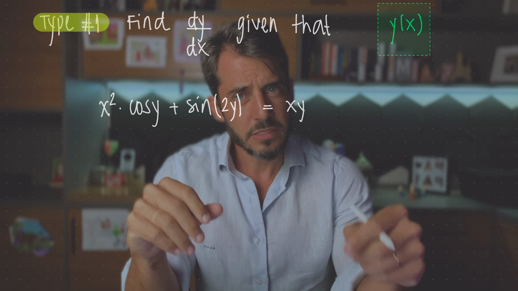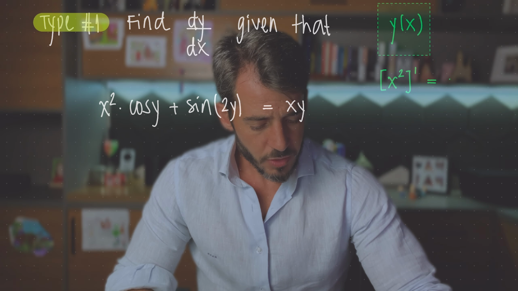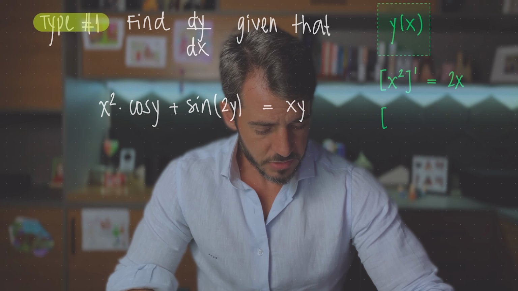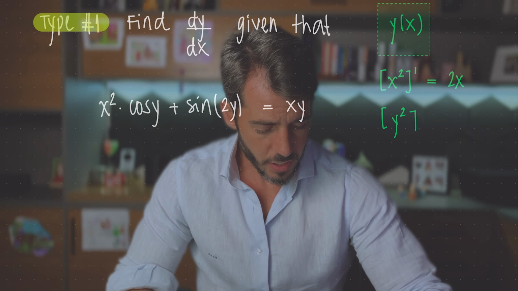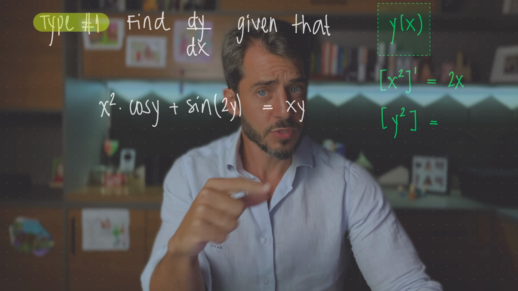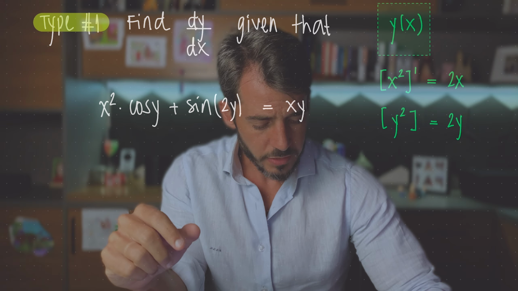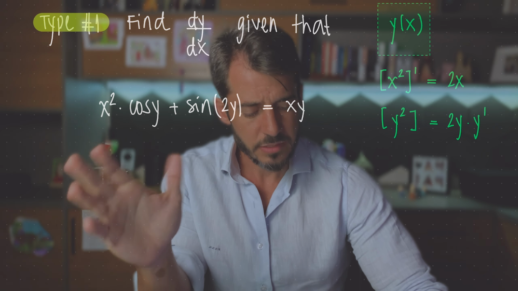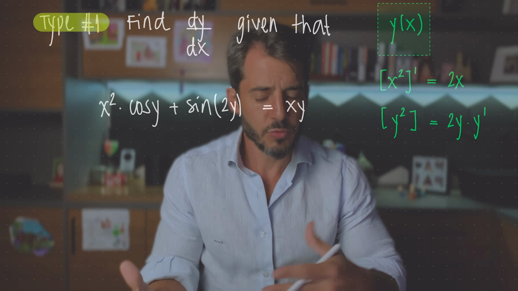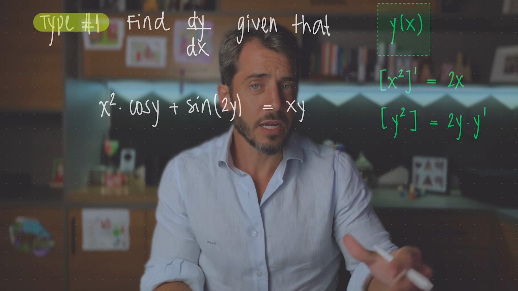Let me actually place these examples right here. While the derivative of x squared is equal to 2x, the derivative of y squared, given that y is a function of x, and right now we're talking about the derivative with respect to x, is 2y times y prime, or 2y times dy dx. It's shorter to write y prime, but if you want to write it as dy dx, that's fine as well, of course.